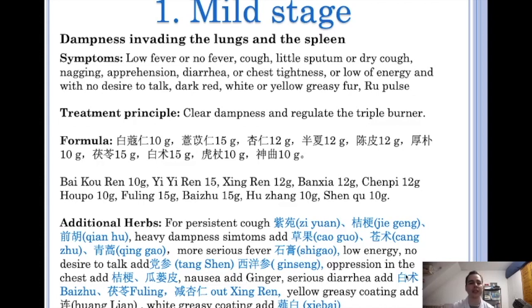So look, low energy, so Qi deficiency and no desire to talk, we can use Tangshen, because Tangshen enters the spleen meridian, along with Jinshen, okay? So we can actually use either Tangshen or Jinshen, okay? What else do we have here?